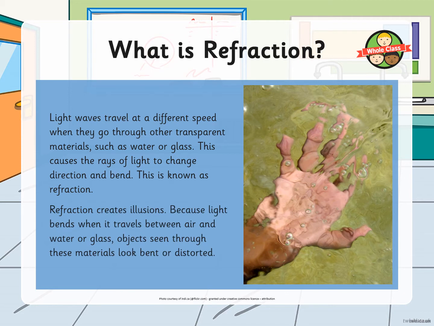Refraction creates illusions like you can see at the side there, because light bends when it travels between air and water or glass. Objects seen through these materials look bent or distorted. If you have a coloured plastic cup at home and you put some liquid in and look through it, maybe there's a person at the other side, they will look a little bit distorted, a little bit weird compared to if you looked through when there was no liquid in.